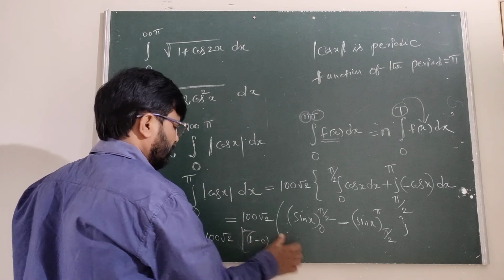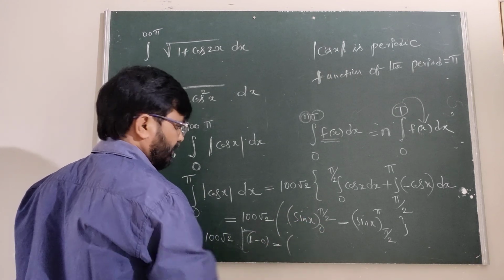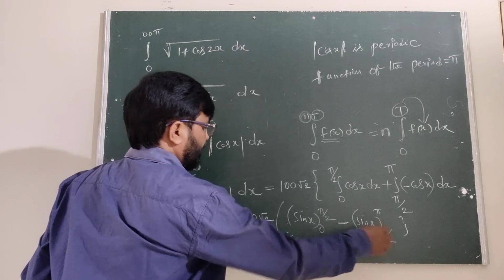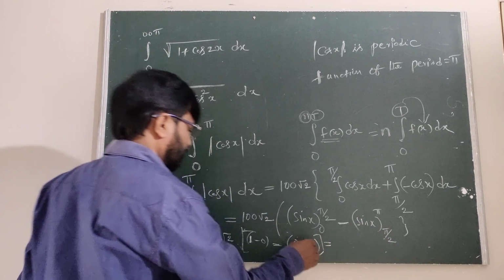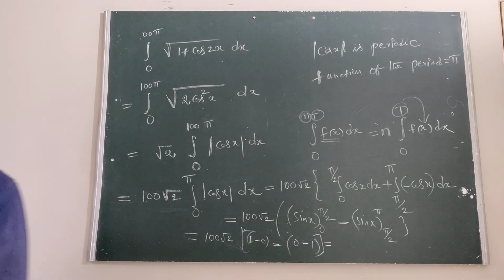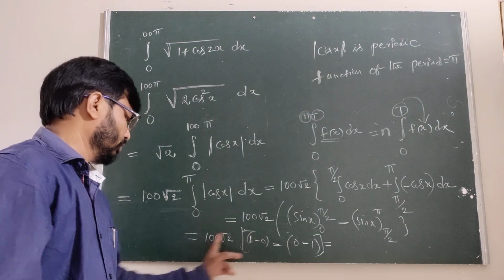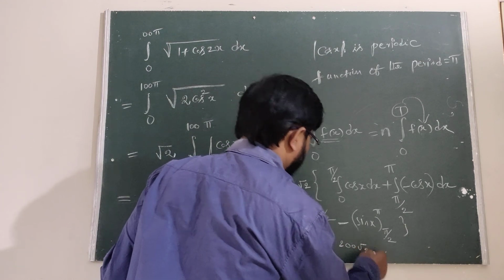Is it clear? Therefore, sin 90 value is 1, minus 0, minus of, you can write here, sin pi, sin 180 is 0, minus sin 90 is 1. Therefore, we can write here the minus of minus plus. 1 plus 1 is 2. 2 into 100 is 200. Is it clear? Minus into minus plus. 1 plus 1, 2. 2 into 100, 200 root 2 is the value.